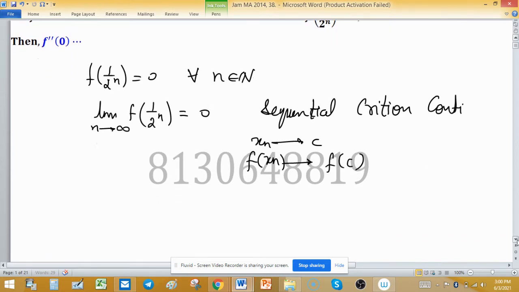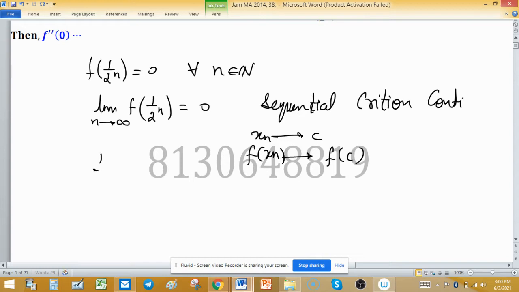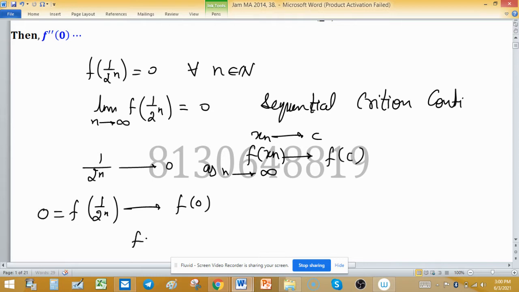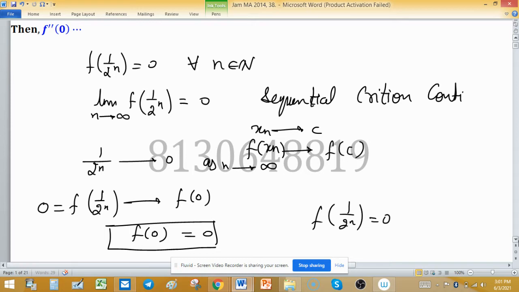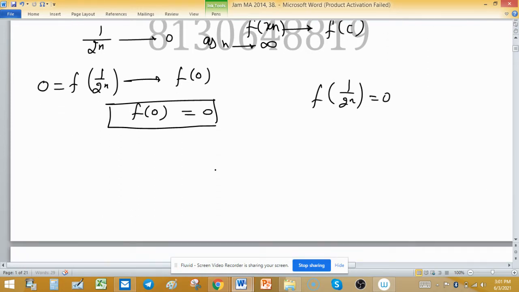Using this, we have (1/2)^n converging to 0 as n tends to infinity. It means f of 1/2^n will converge to f of 0, and as given this is equal to 0. So f of 0 is nothing but 0. So we have the value f of 0 is 0, and f of (1/2)^n is also 0. Now, using this, we can use Taylor's theorem here.